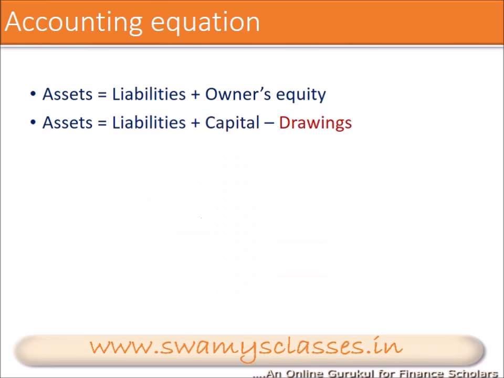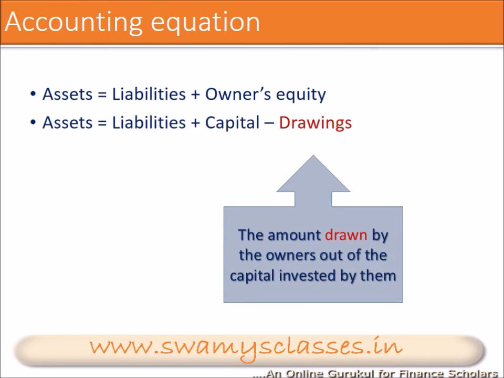Then what is drawings? The reverse. The amount drawn by the owners out of the capital invested by them. So the owner would have given 10 crores, would have taken back 2 crores. At the end, the balance 8 crores is what we call as owner's equity. Let me repeat. Owner would have given 10 crores, would have taken back 2 crores. The resultant 8 crores is what we call as owner's equity.